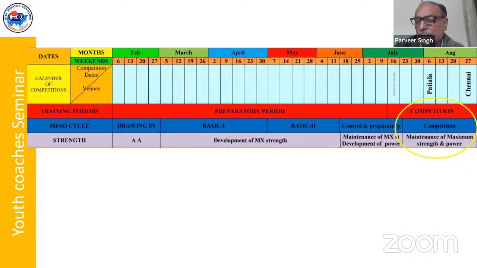So then comes the competition period. One more point I did not mention. When you are developing speed strength or explosive strength, you have already developed the maximum strength. So during this phase, we should also maintain that already developed maximum strength. If you do not maintain the lifts like bench press, squat, or snatch, or other exercises, the level of maximum strength will drop, which means the recruitment of fast twitch fibers you already achieved during the maximum strength phase will also drop.